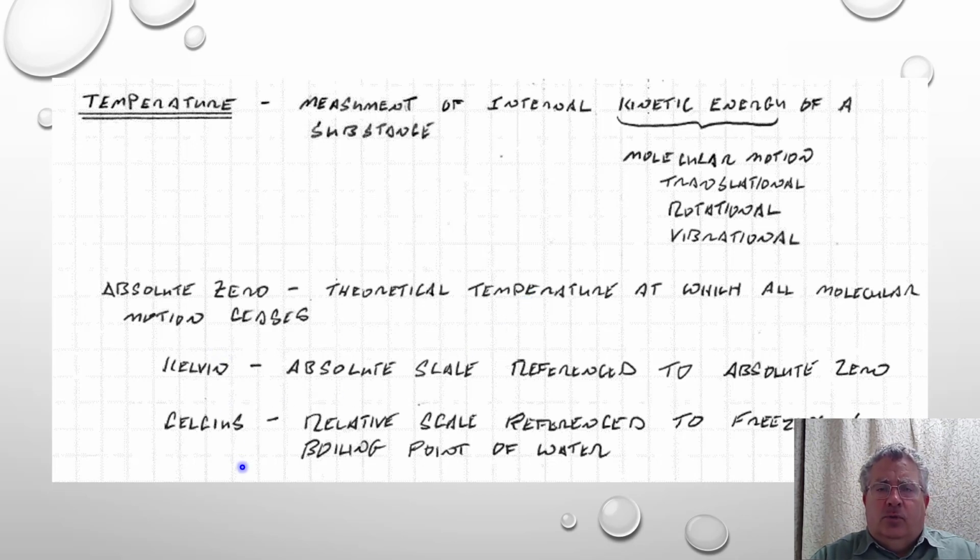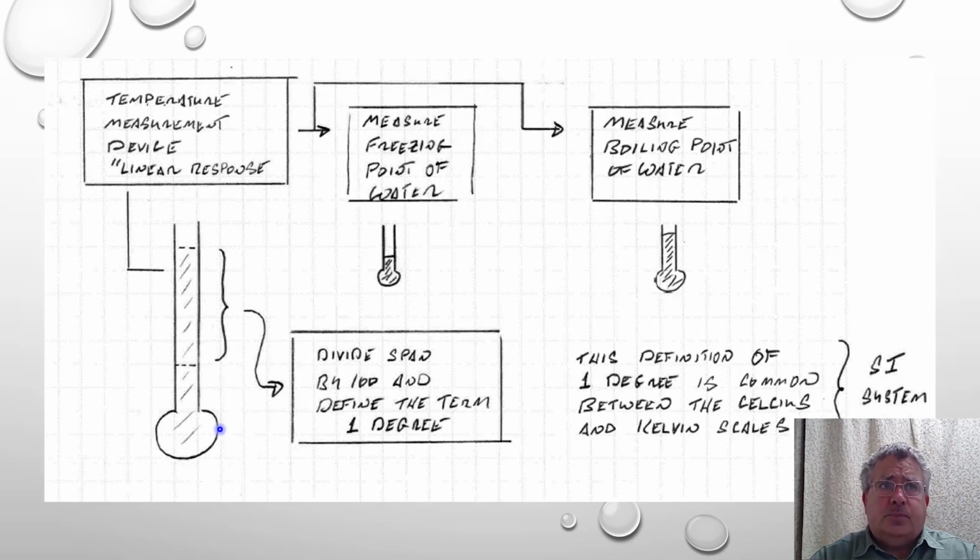So we will be dealing with the SI system. Specifically, we will deal with Kelvin and Celsius. Kelvin is the absolute scale referenced to absolute zero, and Celsius is a relative scale essentially defined between the freezing point and boiling point of water.